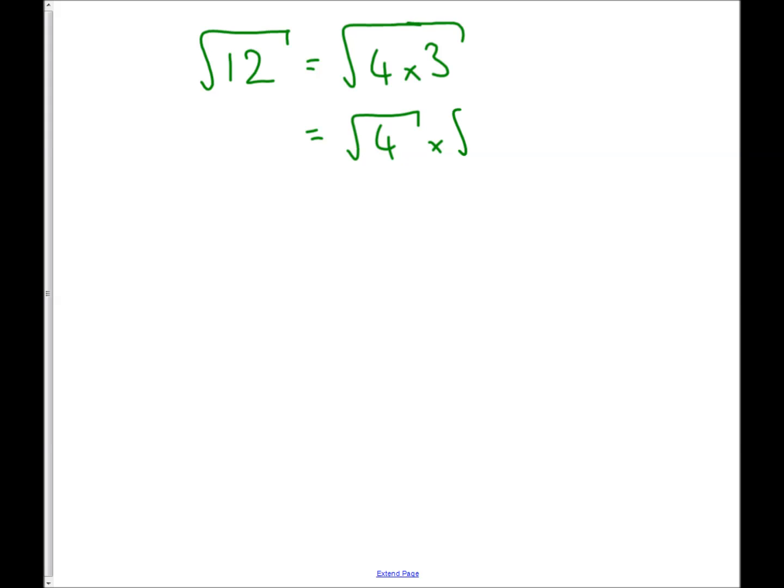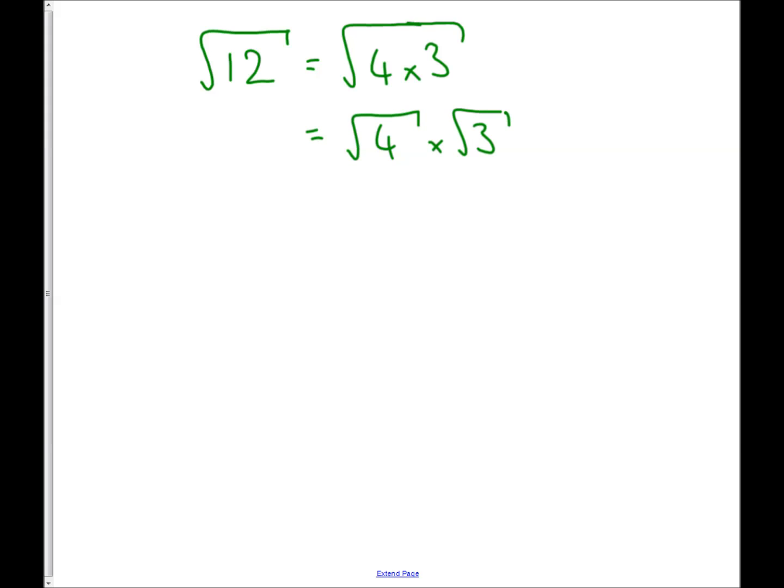When you'll meet this is normally when you've got something like simplify the square root of 12. The aim in this is to look for a square number that we can take out. So I can say that 12 is equal to 4 times 3, so I can replace that within my square root. Now I can use the fact that I'm multiplying, so I can split up my square root.